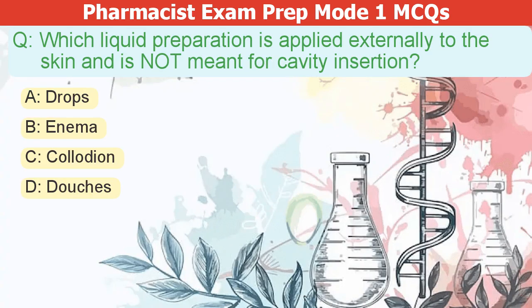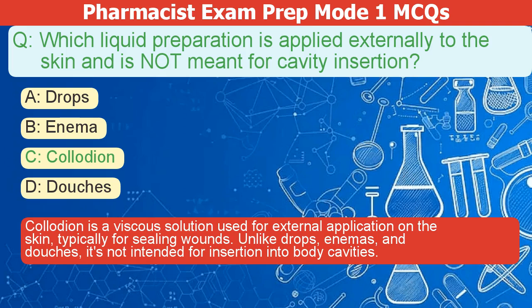Which liquid preparation is applied externally to the skin and is not meant for cavity insertion? A. Drops. B. Enema. C. Collodion. D. Douches. The correct answer is C. Collodion is a viscous solution used for external application on the skin, typically for sealing wounds. Unlike drops, enemas, and douches, it's not intended for insertion into body cavities.